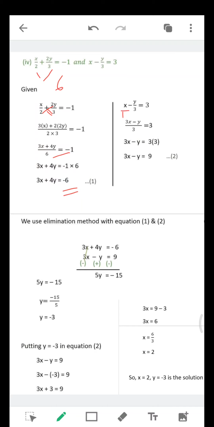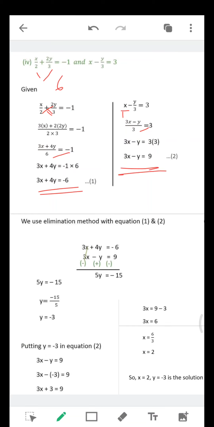Similarly here also, what is the denominator in this? 1. LCM is 3. Cross multiply 3x minus y, and 3x minus y is equal to, cross multiply it again here with 3. So this becomes 9. Now these two equations we have got. One is 3x plus 4y equal to minus 6, another is 3x minus y is equal to 9.